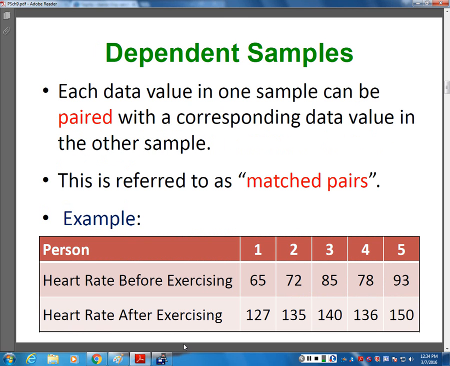On the other hand, in dependent samples, each data value in one sample can be paired with a corresponding value in the other sample. Sometimes this is called matched pairs. The example on this slide shows the heart rates before and after exercising for 5 people. So person number 1's heart rate before exercising was 65, after it was 127, and so on. These heart rates can be paired up by each person that they come from. So these are dependent samples. They can be made into matched pairs.